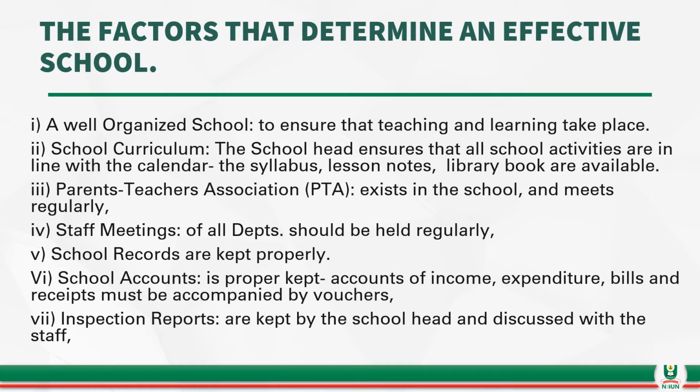The factors that determine an effective school are as follows. One, we have a well-organized school to ensure that teaching and learning take place. School curriculum. The school head ensures that all school activities are in line with the calendar. The syllabus, lesson notes, library books are available. Teachers, parent-teachers association exists in the school and meet regularly. There is always a staff meeting of all the departments.